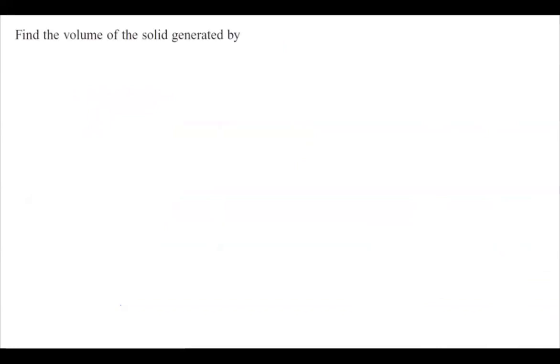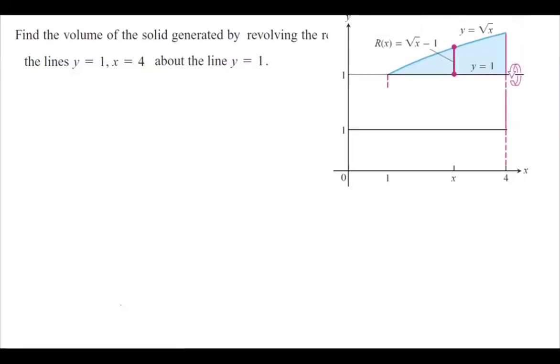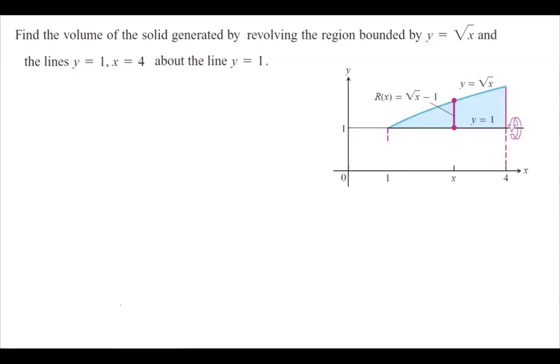Question says, find the volume of the solid generated by revolving the region bounded by y equals square root of x and the lines y equals 1 and x equals 4 about a new line. It's not the x-axis. It is y equals 1. Okay, we are making it more interesting. So this is basically y equals 1 and then y equals square root of x.